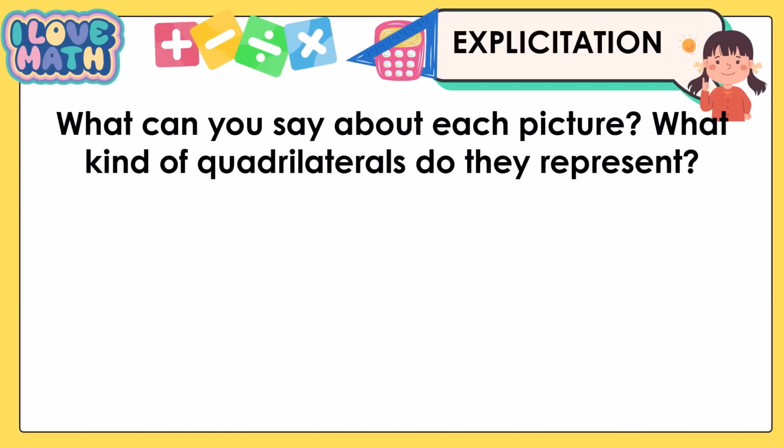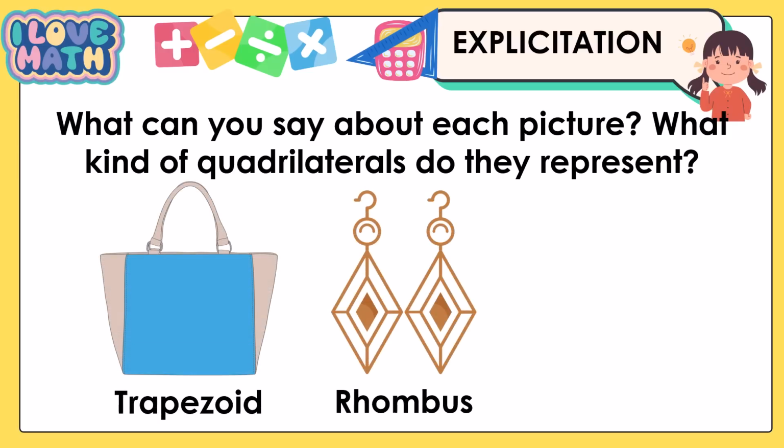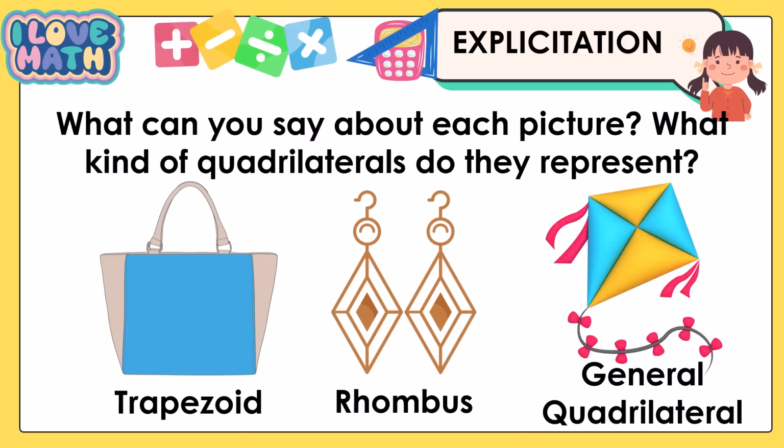What can you say about each picture? What kind of quadrilaterals do they represent? We have the first picture as trapezoid, second picture as rhombus, and third picture is a general quadrilateral.